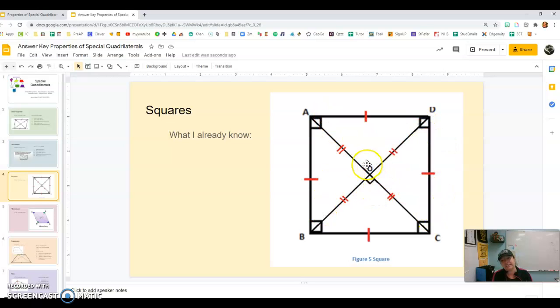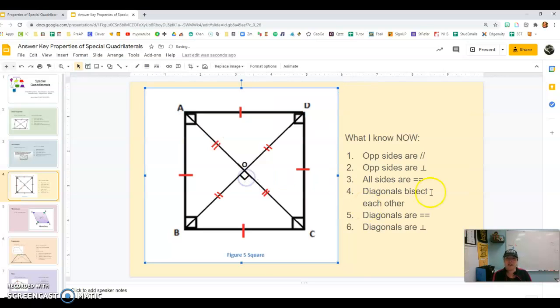But take a look at this symbol right here where O is. That symbol means that the diagonals are perpendicular. So they meet at a 90-degree angle. And so that is what those properties are that you need to get. Opposite sides are parallel, adjacent sides are perpendicular, all the sides are congruent, diagonals bisect each other, the diagonals are congruent, and the diagonals are perpendicular.